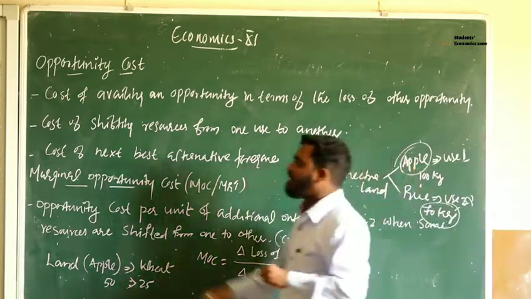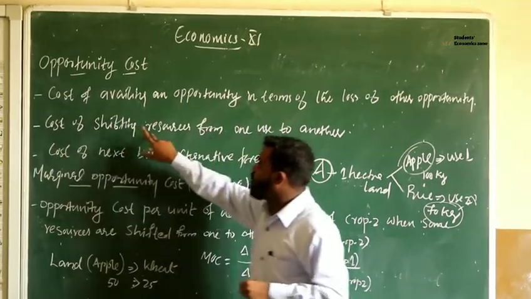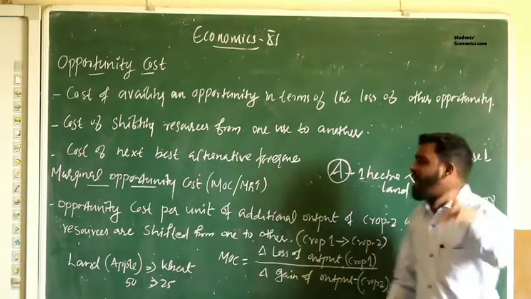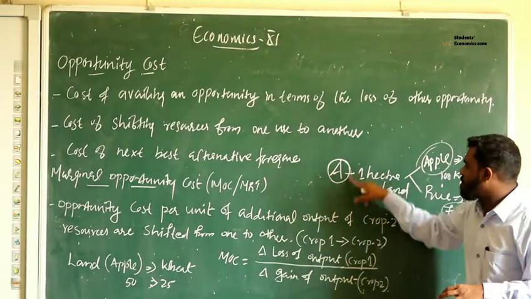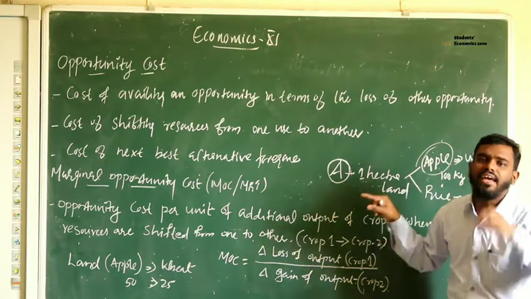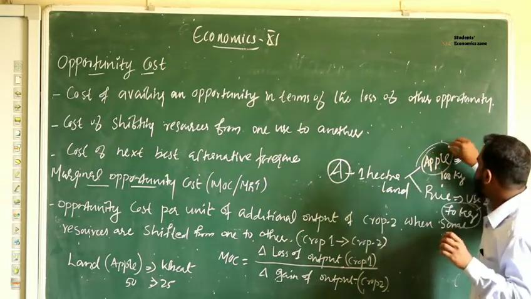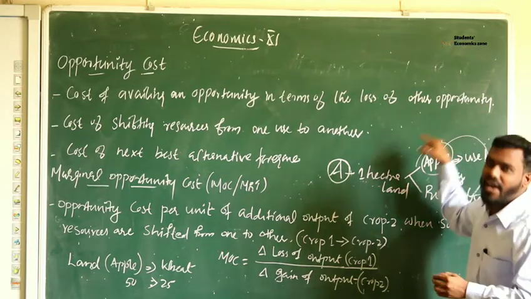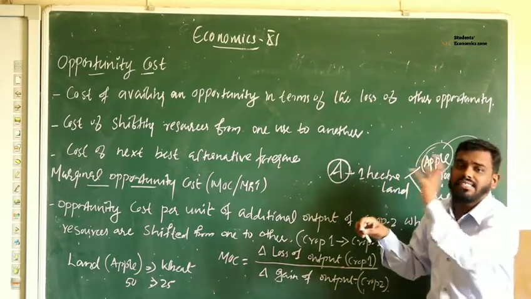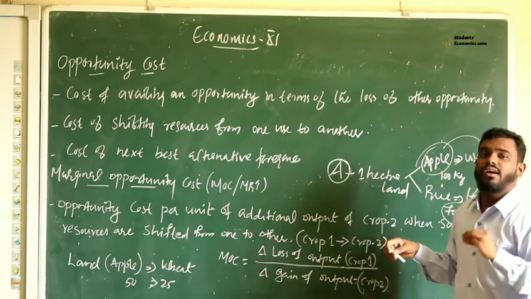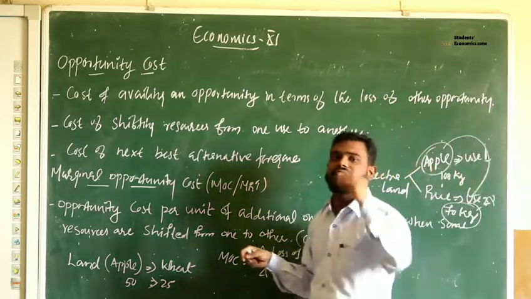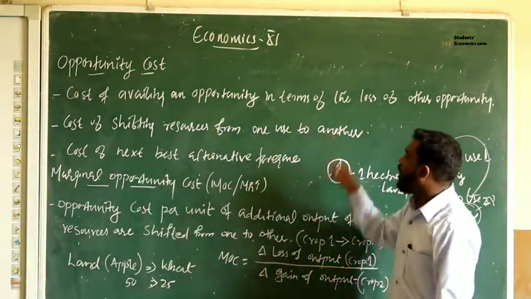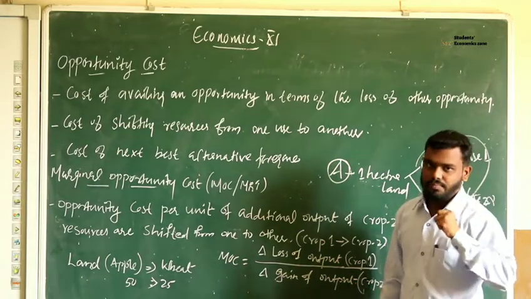One more definition is that opportunity cost is the cost of shifting resources from one use to another. We are shifting our resource, that is, our 1 hectare of land, from the production of apple to rice, or from the production of rice to apple. At that time we are losing some level of output. That level of output is known as opportunity cost: the cost of shifting resources from one use to another use.